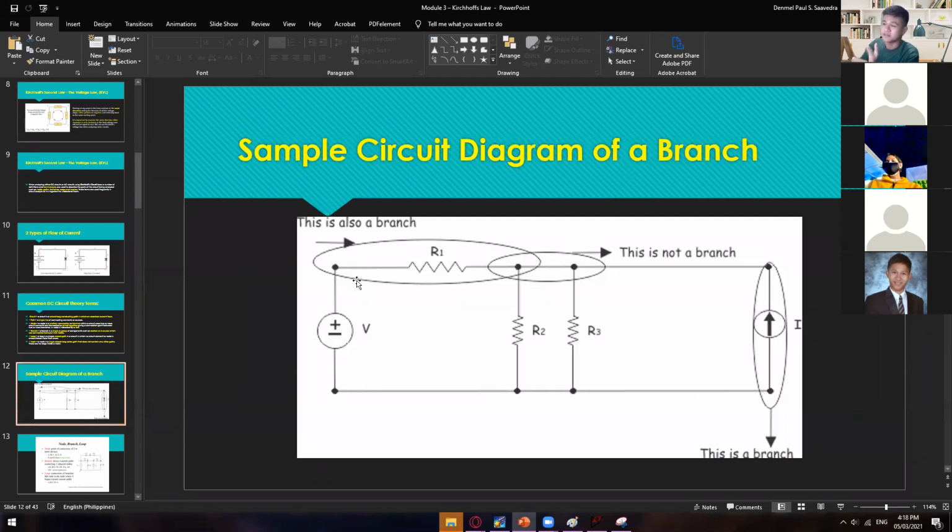Next is the definition of the terminology. We have here the example of a branch. As you can see, this is a branch. We have 2 nodes, and inside of it, we have a component. So this is one branch, and this is not a branch. It has 2 nodes, but it doesn't have a component between them, so you cannot call this a branch. This is just a single path or a single line. Then we have here another example of a branch because it has a component across it, which is a current source. This one is another branch, and another branch. Are we clear on what is a branch so far?